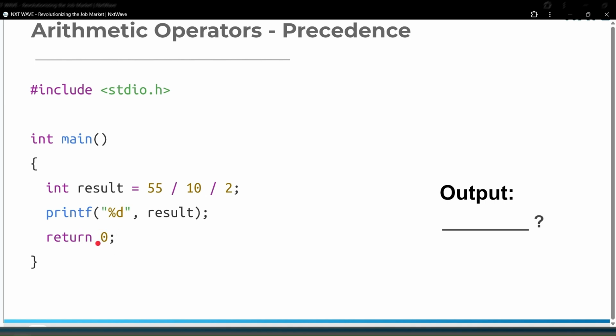Then, can you guess the output? Here the output will be 2. How will the output be 2? Let us check this process.